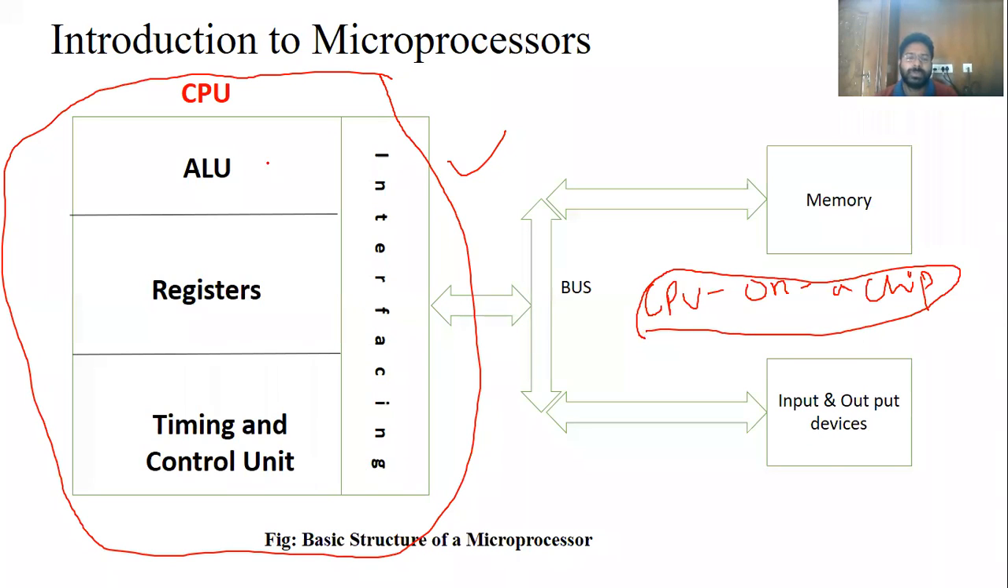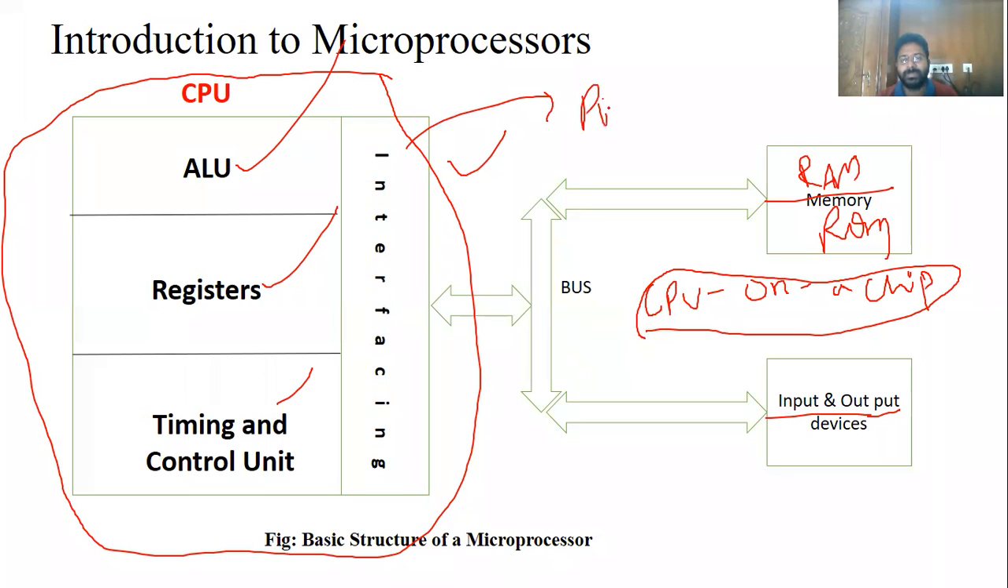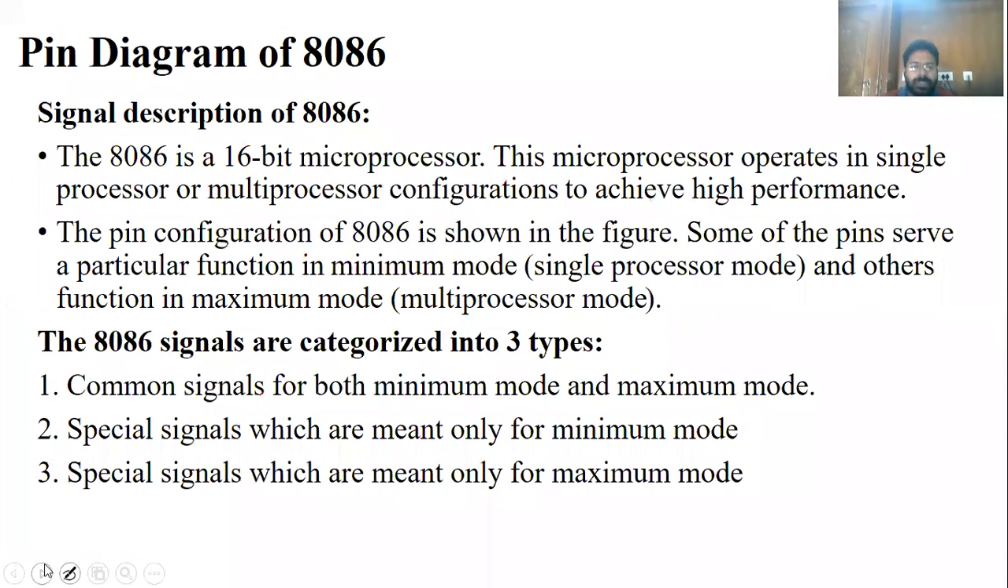In the previous classes, we already completed the ALU, registers, timing and control unit, then memory, RAM and ROM. Then you can see the interface, which is nothing but the pins. This microprocessor is a 16-bit microprocessor. All the pins were divided into three different categories.